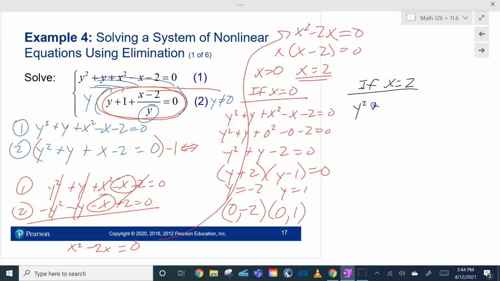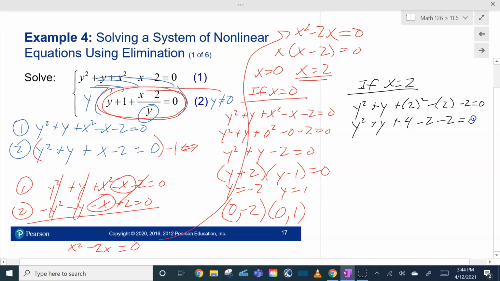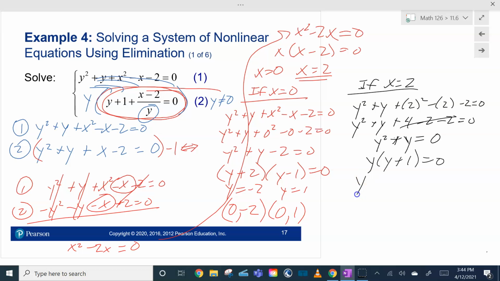into equation 1, y squared plus y plus x squared minus x. So we have y squared plus y plus 4 minus 2 equals 0. Well, 4 minus 2 is 2, that's gone. So we have y squared plus y equals 0. Factor that. So y could be 0, y could be negative 1.